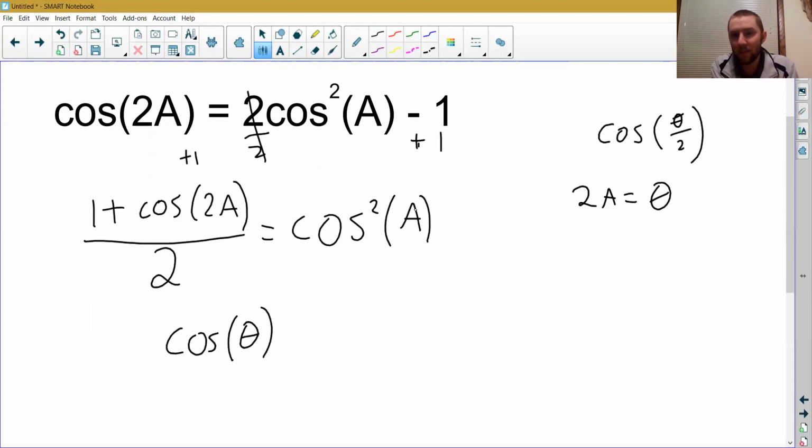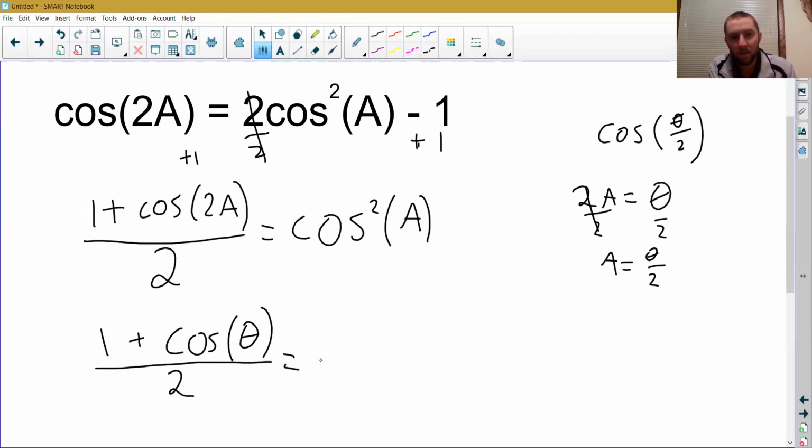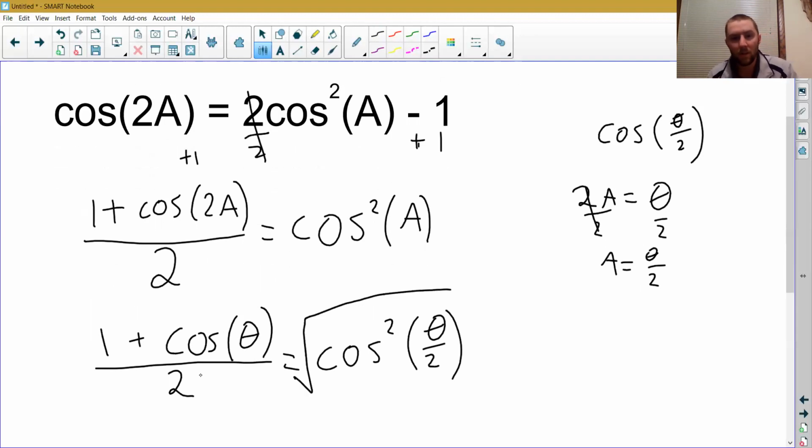So if we replace the cosine of 2a with the cosine of theta, then what should I replace this a with? Well, if I get a by itself here, a is then equal to theta over 2. So this is still plus 1, still divided by 2. This is equal to cosine squared of theta divided by 2. Once I unsquare this piece, I will have the formula that I'm looking for. So I square root this, and I then square root this whole side as well.